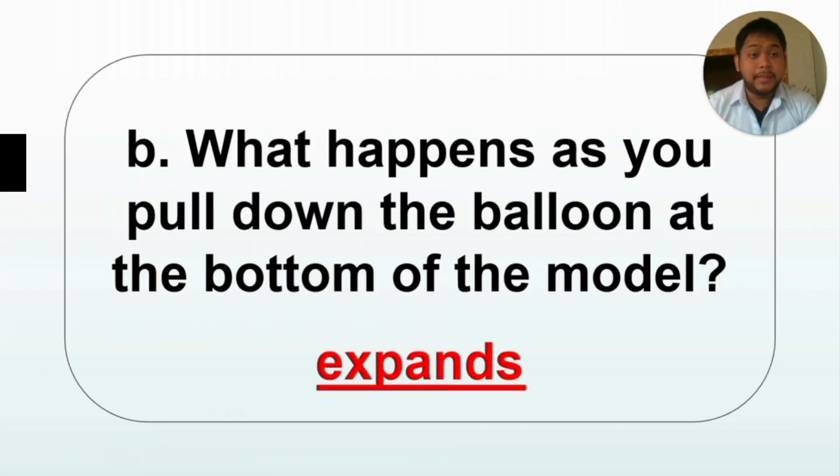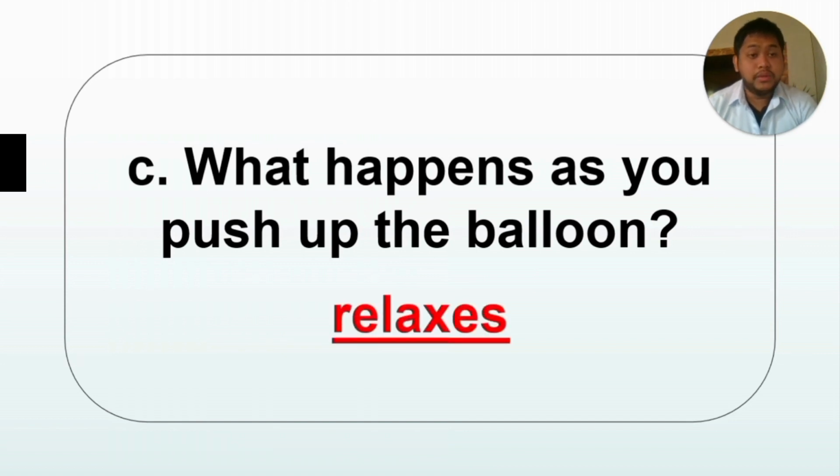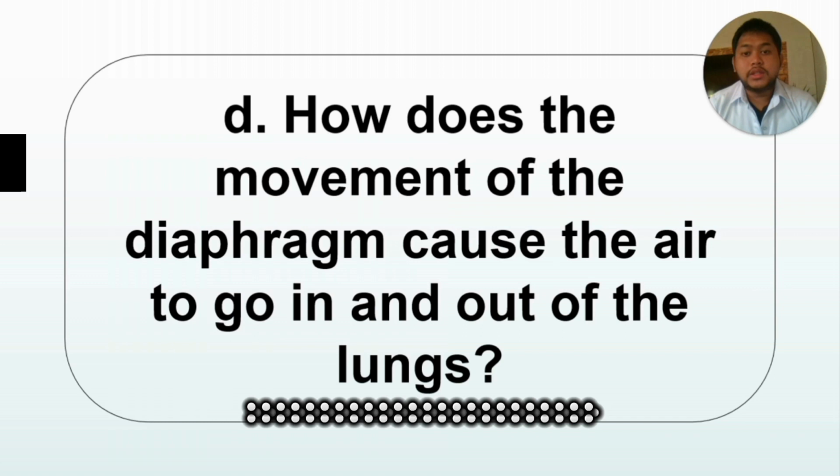So the balloon inside the bottle expands if you pull down the balloon at the bottom. In the opposite, what happens as you push up the balloon? So when you push up the balloon, the balloon inside the bottle relaxes. Basically, it deflates, right? So in relation to that, how does the movement of the diaphragm cause the air to go in and out of the lungs?